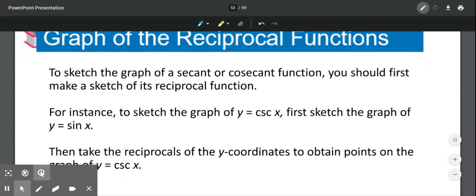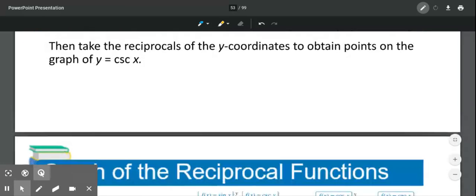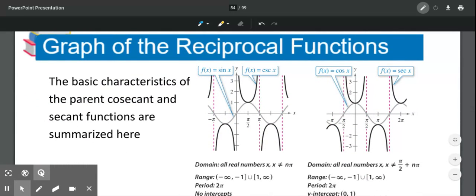So to sketch your secant or cosecant, you first should make the sketch of its reciprocal function. So if you're sketching cosecant, we first would sketch sine. And if you're sketching secant, you would first sketch cosine. All right, so here's our graphs, and there's a lot going on here, so we'll work on some of these.